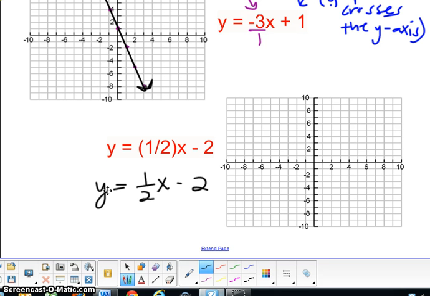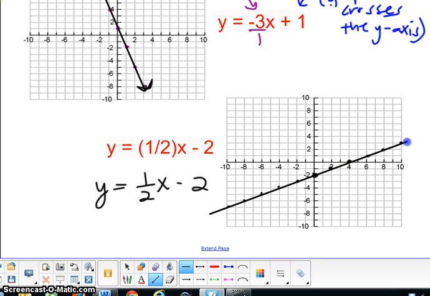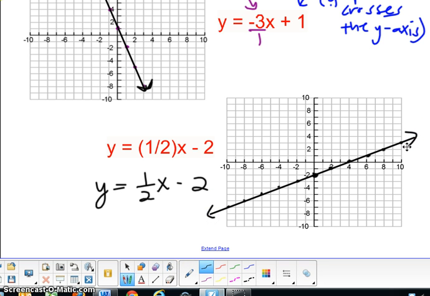Okay, so hopefully you started at negative 2 and then went up 1 over 2 and continued that way for a long time. And then again, if you want more points, you can always go in the opposite direction and get many points. Connect them with the straight edge, and there is your line. Looks something like that. A line's going to have the arrows on the end, and that's how you graph.